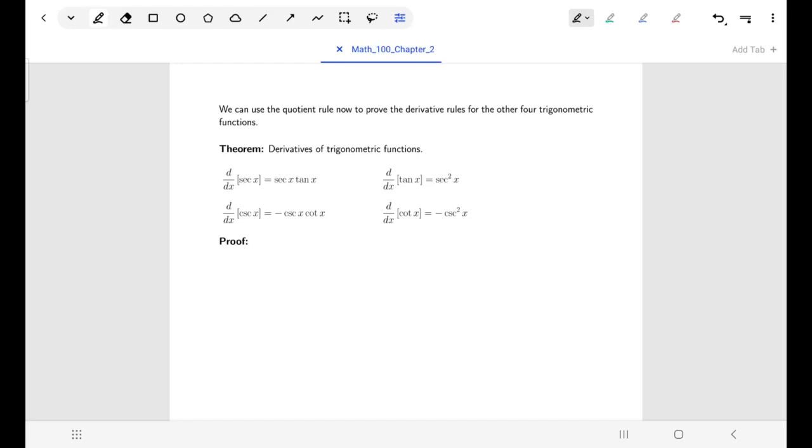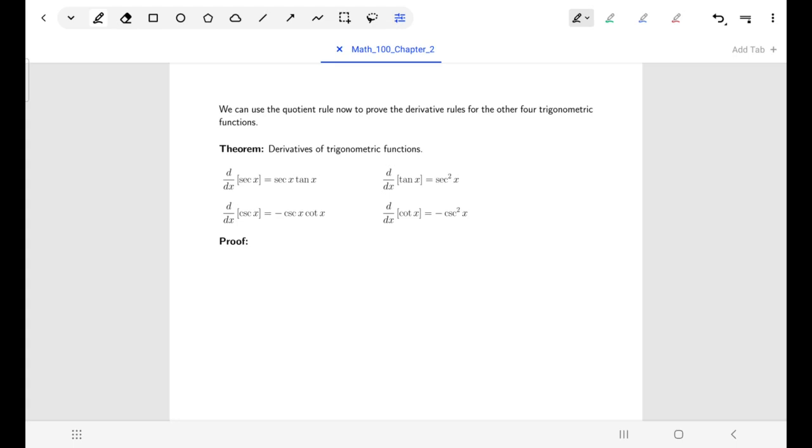Welcome back. In the last part of this lecture, we'll be looking at derivatives of the other four trig functions and also higher derivatives. To start off with, the reason why we didn't introduce the derivatives of secant, cosecant, tangent, and cotangent is because we want to be able to prove them, and of course we don't want to have to use delta epsilon or limits to make that proof happen.